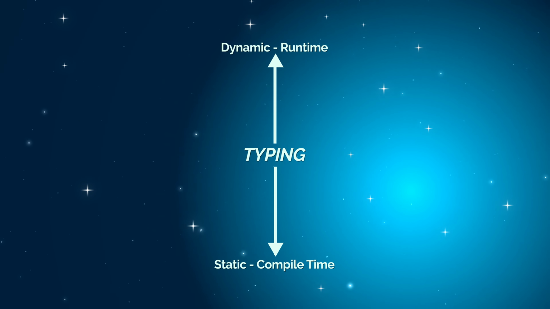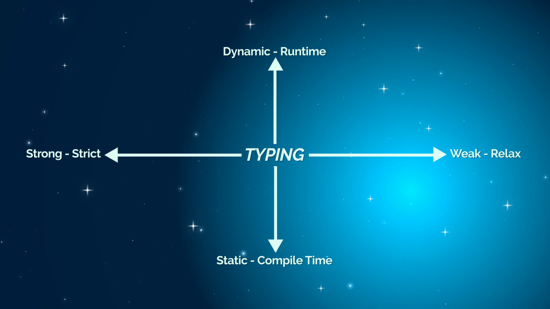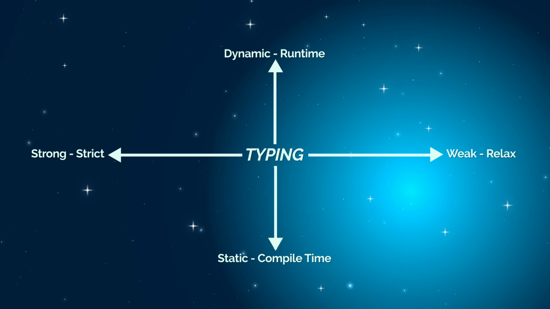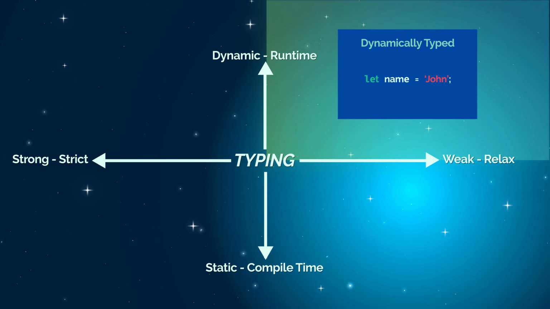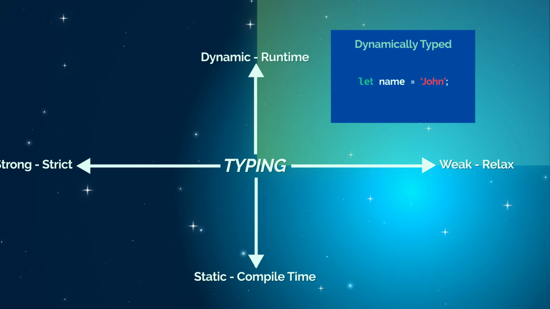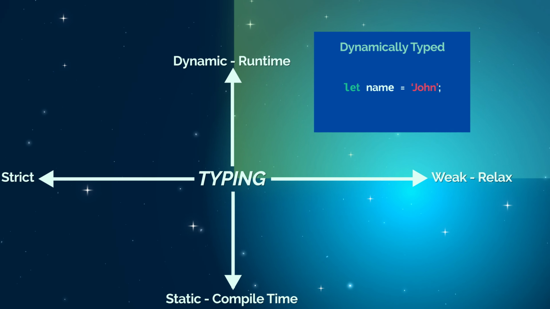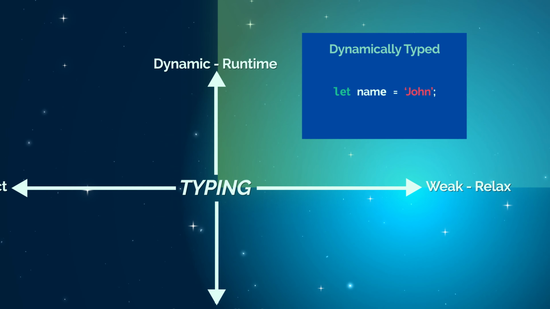Another way to categorize languages is by their degree of being strongly or weakly typed. Strongly typed languages enforce strict rules about data types, while weakly typed languages are more relaxed and flexible. JavaScript is both dynamic and weakly typed. It doesn't require you to specify data types, and it allows variables to change types during runtime.